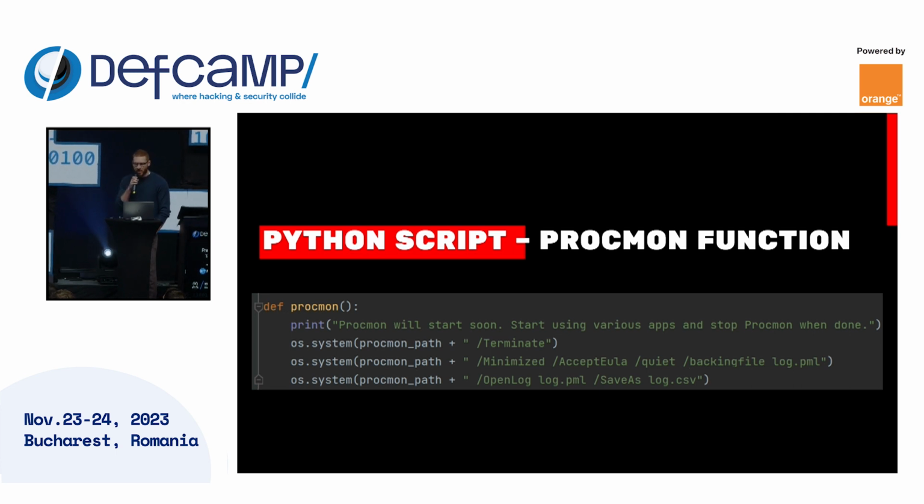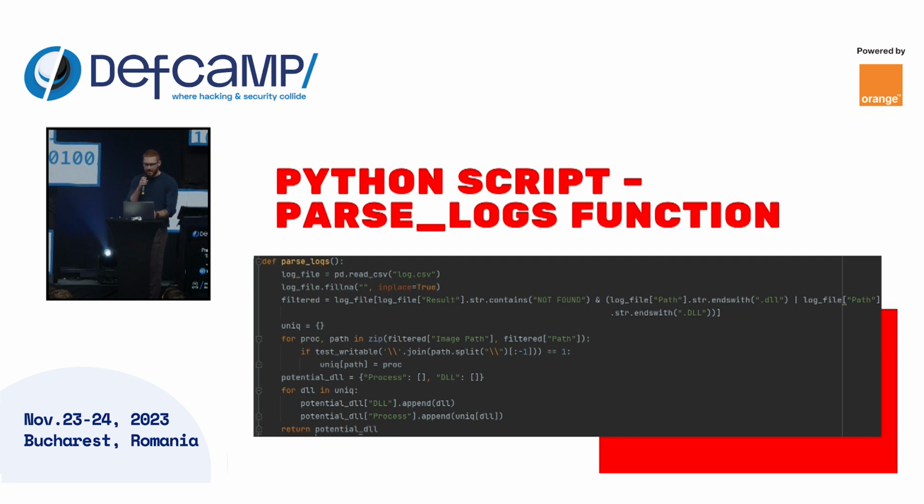Afterwards, once procmon is manually closed, we will open the log file and save it as CSV for easier parsing. And while we're on the subject of parsing, here's the parse logs function. We open the log file, the CSV file. We set the appropriate filters. Those are result contains not found, path ends with .dll, and then we iterate through the application paths and the DLL paths. We check whether the DLL path is writable, and if so, we save it to a dictionary, which will then reparse for friendlier formatting and return us potential_DLL.